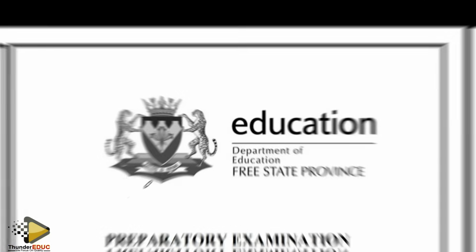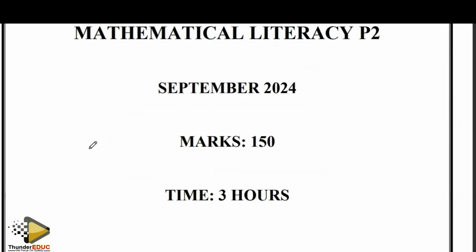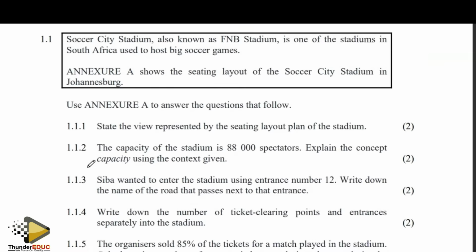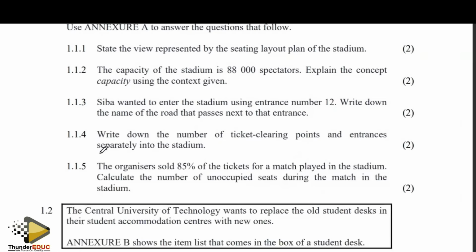Paper 2, mathematical literacy. Question 1. Soccer City Stadium, also known as FNB Stadium, is one of the stadiums in South Africa used to host big soccer games. Annexure A shows the seating layout of the Soccer City Stadium in Johannesburg. Use Annexure A to answer the questions that follow.